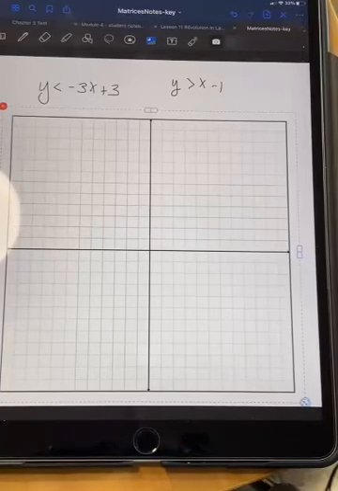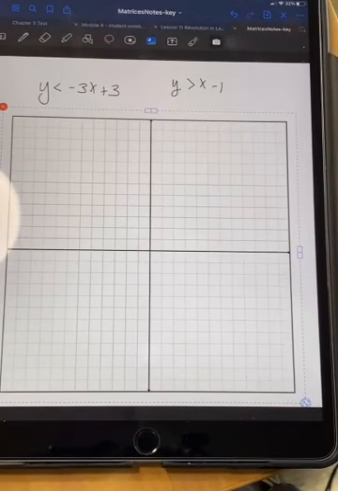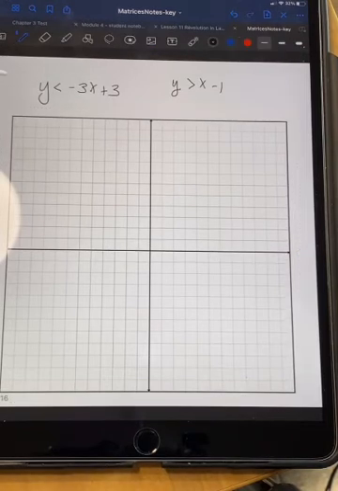I'm going to go over the Chapter 3 review, graphs 9, 10, and 11. For number 9 here, it said y is less than... The first thing that we want to do is look at both of the inequalities and see: are they already set up as y equals? If they're already set up as y equals, then we don't really need to do anything else.